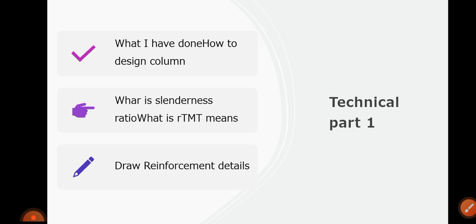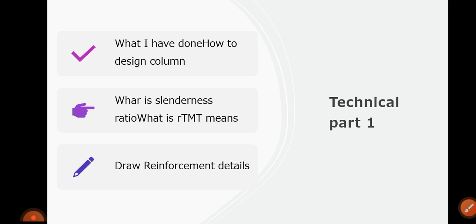Based on slenderness ratio I find the strength, then simply that person stopped me: what is slenderness ratio? I answered, it is nothing but the ratio KL by r, where KL is the effective length and r is the radius of gyration. Do you know how to calculate r? What is the implication of r? Simply tell me how to calculate r. My answer was r is nothing but the square root of I by A.